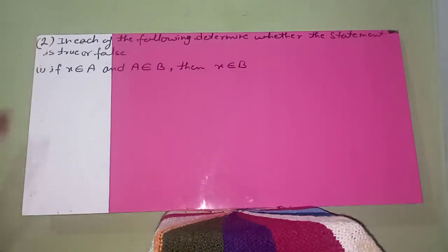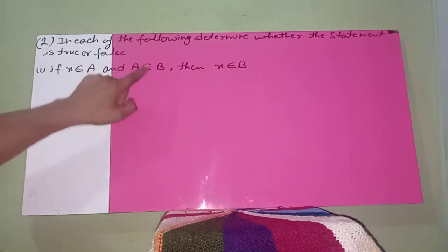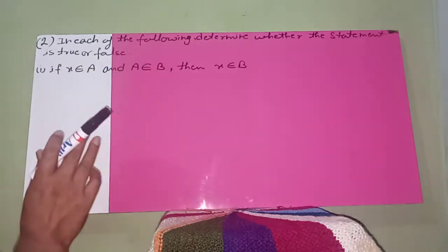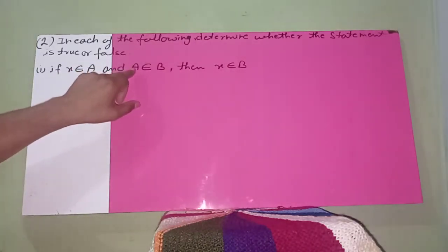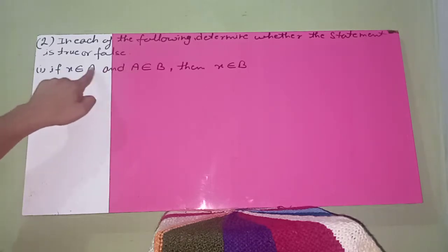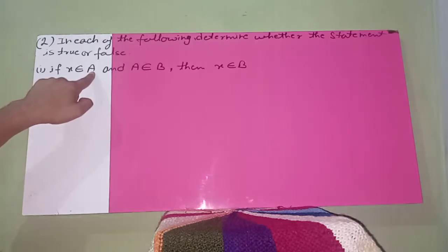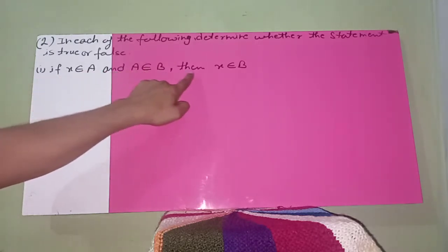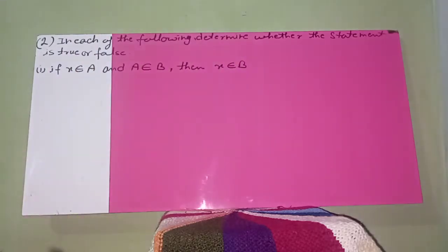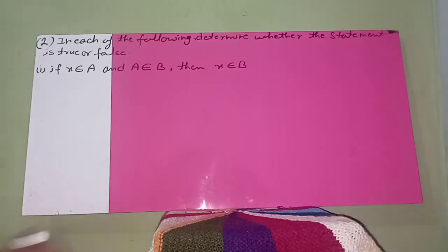Okay, so first statement is: if x is the element of set A and set A is the element of B, then x is the element of B. So in this question I check. If x is the element of set A, and A is a set, and set A is the element of set B, then x is the element of B. So is that statement true or false?